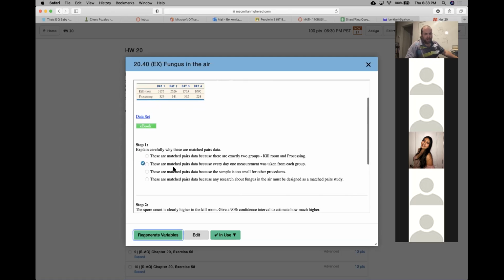So the spore count is clearly higher in the kill room. Much higher. Yeah, no question about it. Give a 90% confidence interval to estimate how much higher. So what's the formula for a 90% confidence interval?